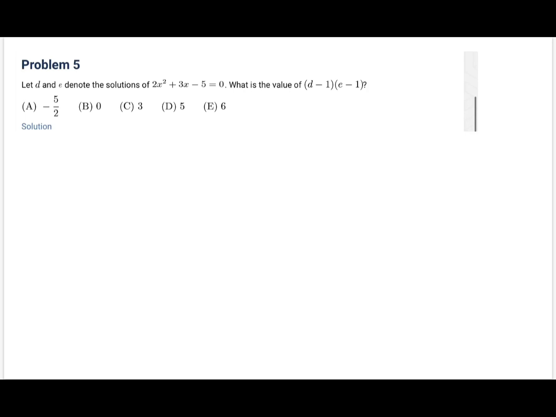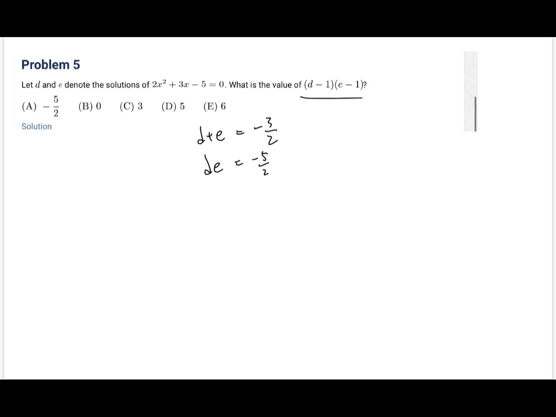Number 5. Let D and E denote the solutions of 2x squared plus 3x minus 5 equals 0. What is the value of (D minus 1)(E minus 1)? Okay, so since D and E are the solutions, D plus E would first of all be minus 3 over 2, and DE would be minus 5 over 2.